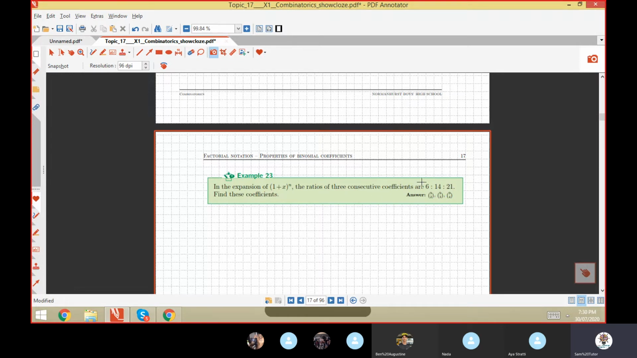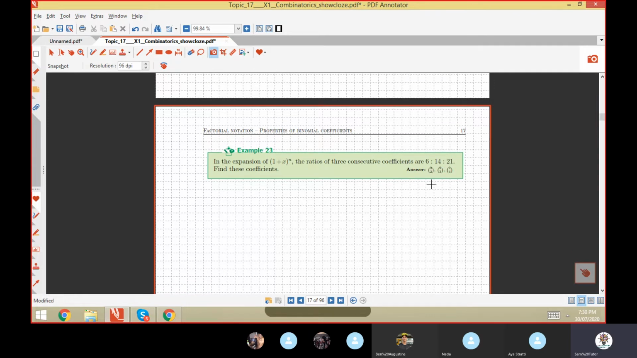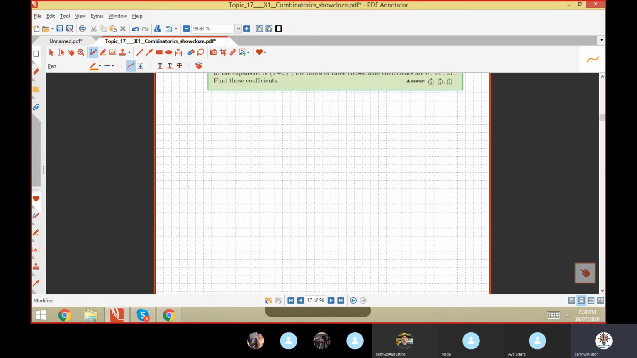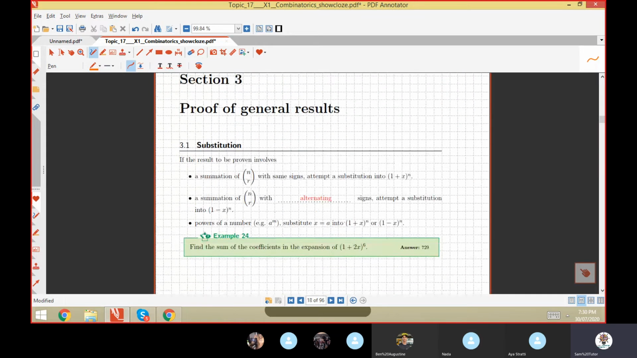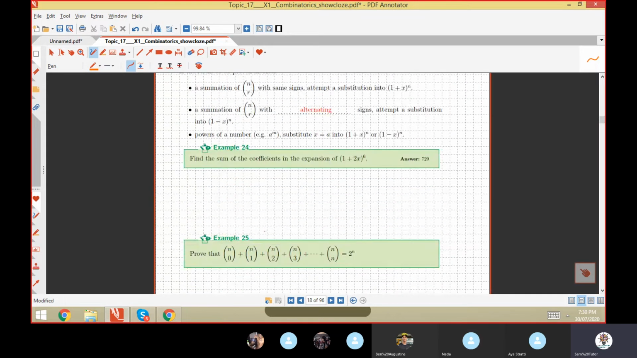What I'm going to say is think of this as a total sum. 6 plus 14 plus 21 is 41. So 6 over 41, 14 over 41. I'll come back to this one if I get time. I'd rather do a bit of proofs today, and it looks like it's probably going to take up some time next week as well to do this still.